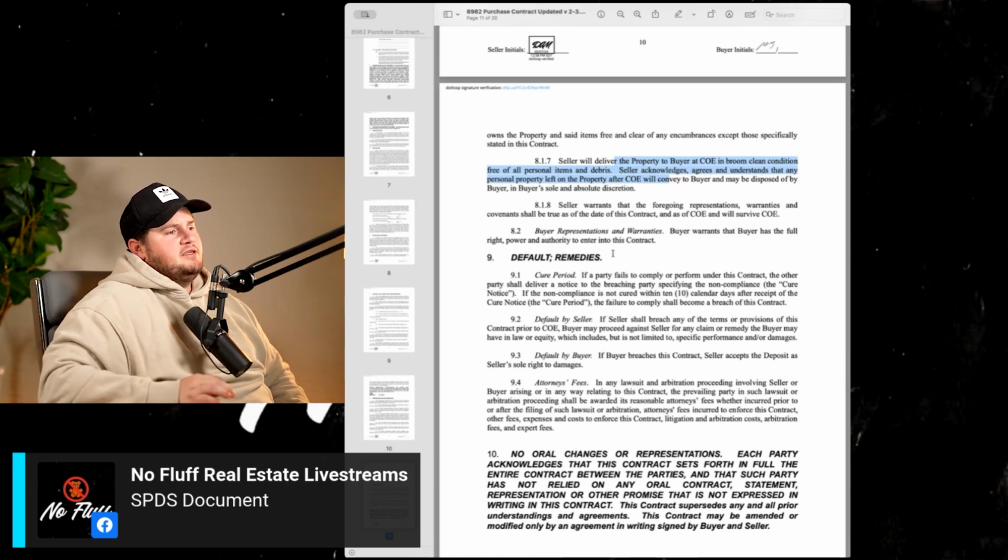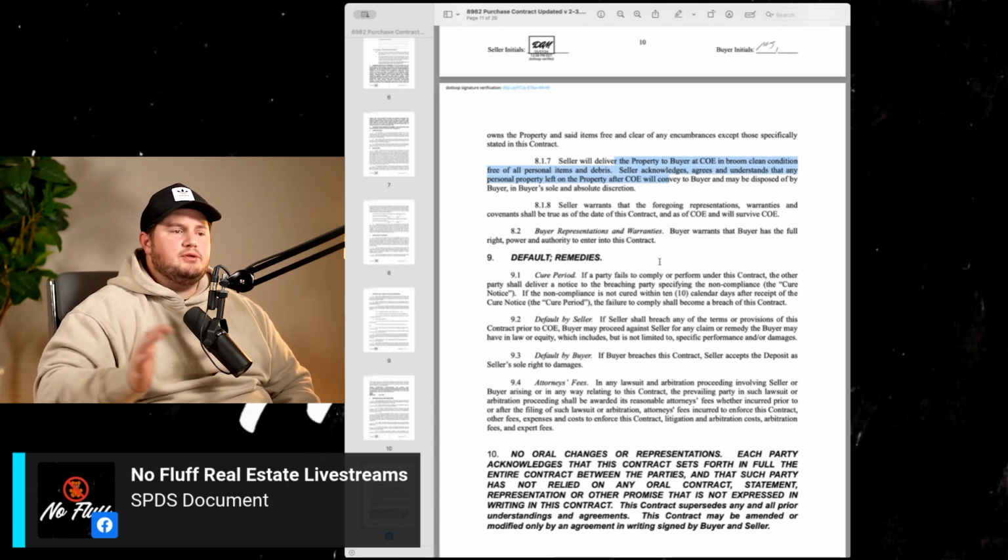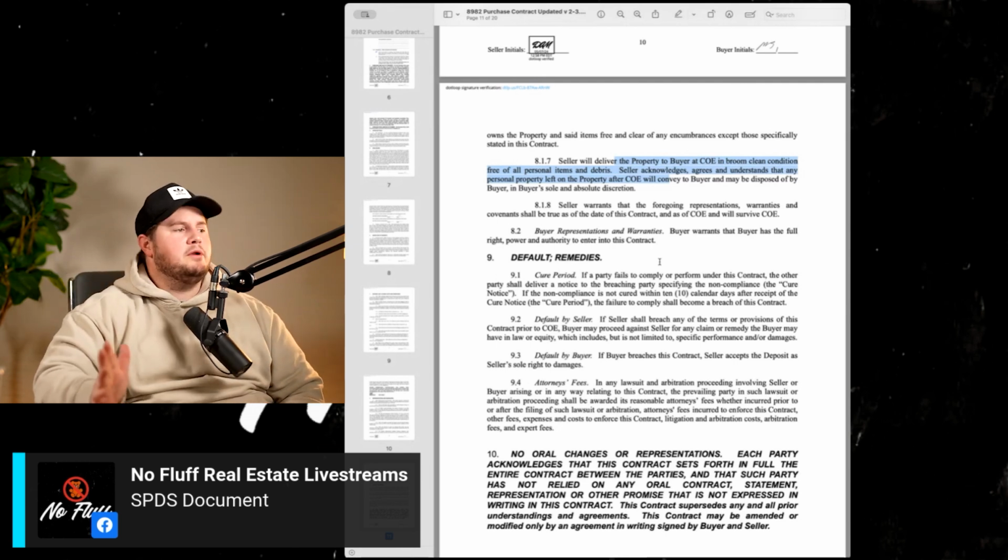Buyer representations and warranties. Buyer warrants that the buyer has full right, power, and authority to enter into this contract, right? So I have the ability to sign for my company to say, I want to buy this house.